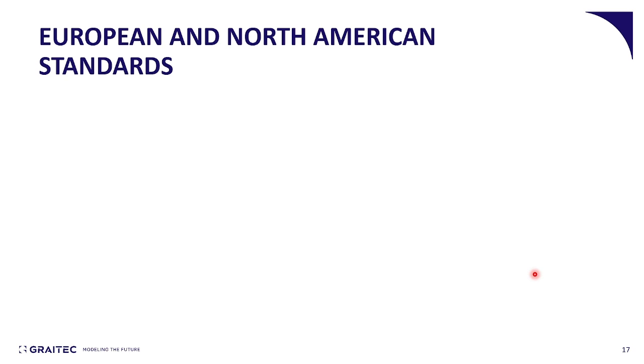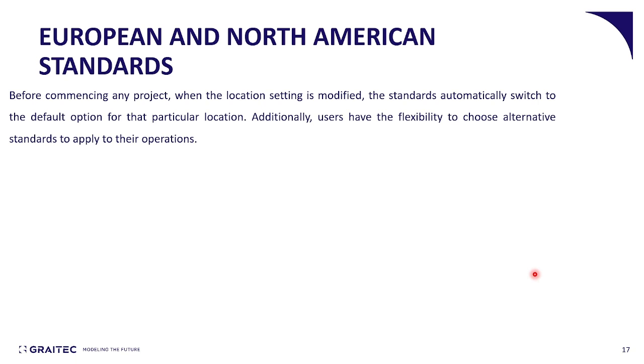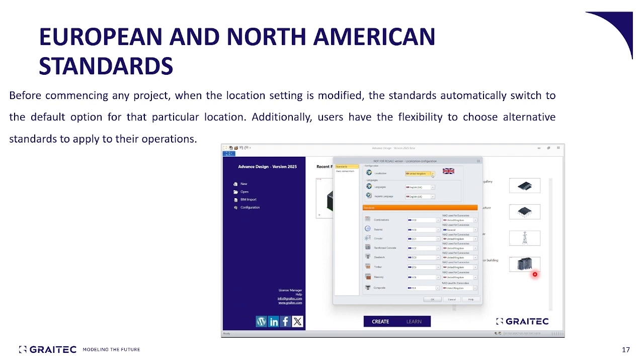Advanced Design supports both the European and North American standards. This is basically enabled when selecting the location, when the user starts the project. The standards are automatically switched to the default option. However, they have the flexibility to choose alternative standards to apply to their operations. In this short video, we will see how this is performed in Advanced Design.